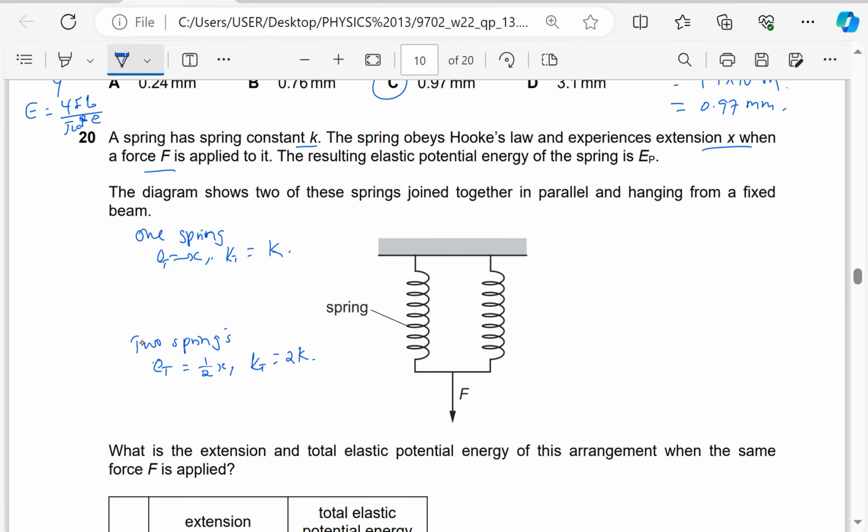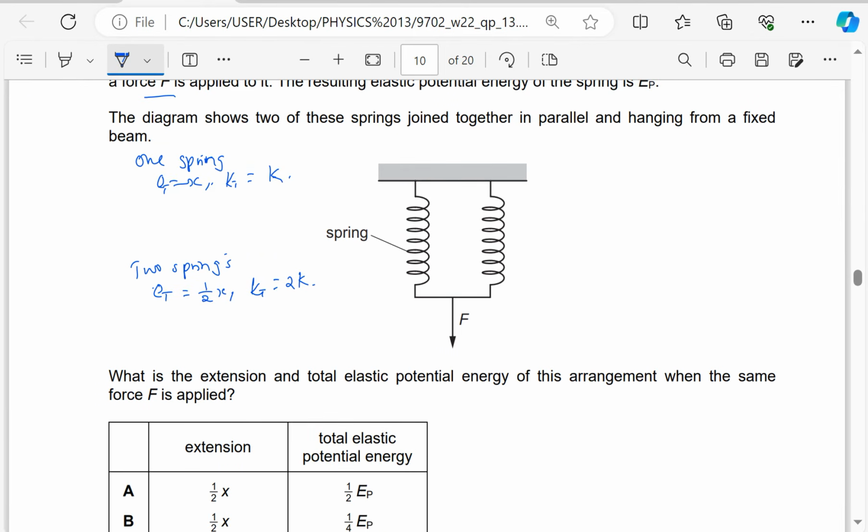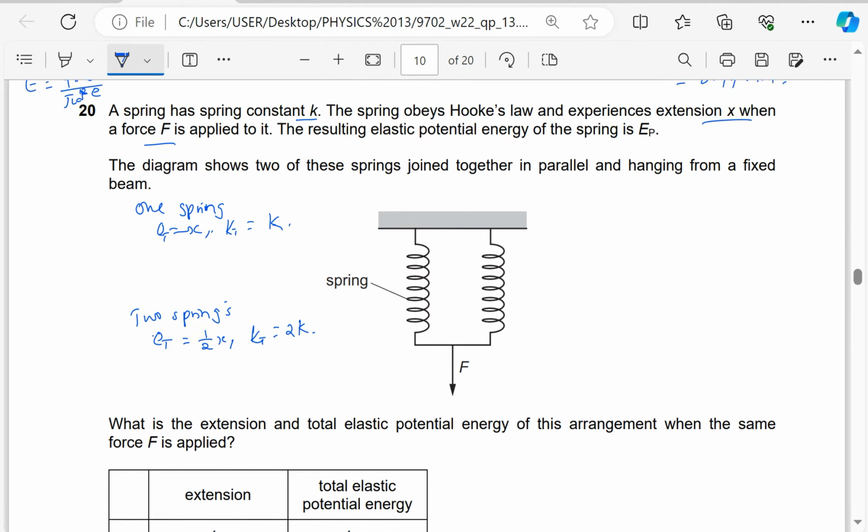Let's see what the question wants. What is the extension and total elastic potential energy of this arrangement when the same force F is applied? Okay, for the first one, the elastic potential energy is going to be equal to a half times F times X, or a half F E, where E is the extension, which is going to be a half F times X.